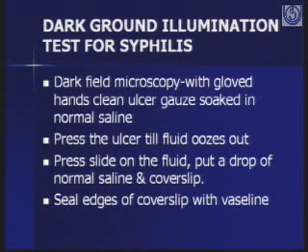In dark field microscopy, with gloved hands, you clean the ulcer with a gauze which is soaked in normal saline. Then you press the ulcer till fluid oozes out. You take a thin slide and put the slide on the fluid. You put a drop of normal saline and you put a cover slip. You seal the edges of the cover slip with Vaseline so that there is no dehydration and the bacilli remain motile.